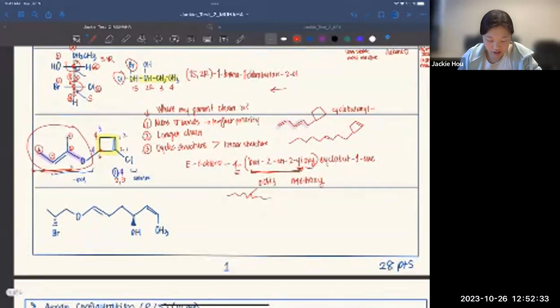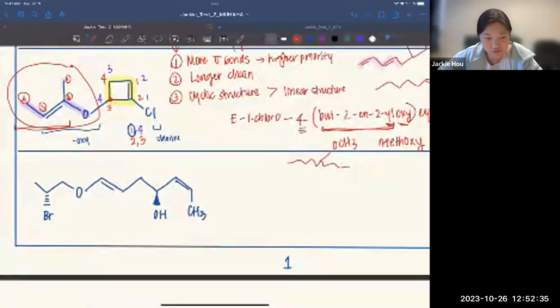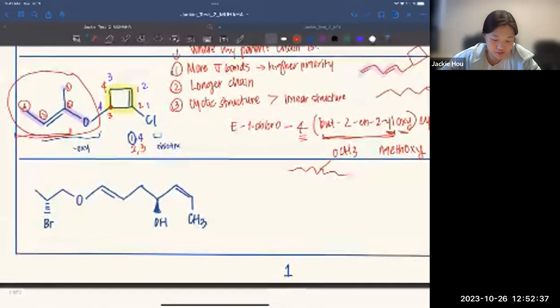Okay, I will move on. And this is very similar. I think the last example is probably much harder than this one. This one, you just have to pay attention to a lot of the stereochemistries. So right off the bat, I'm just going to designate these stereochemistries.